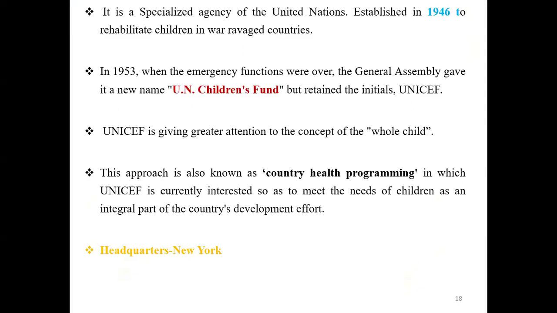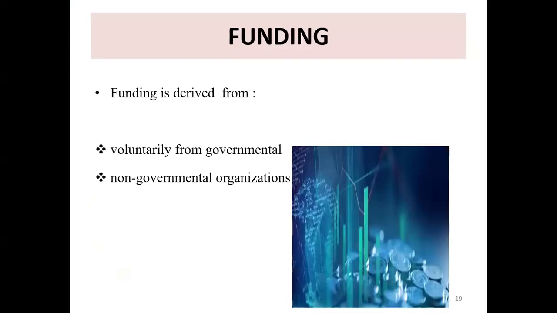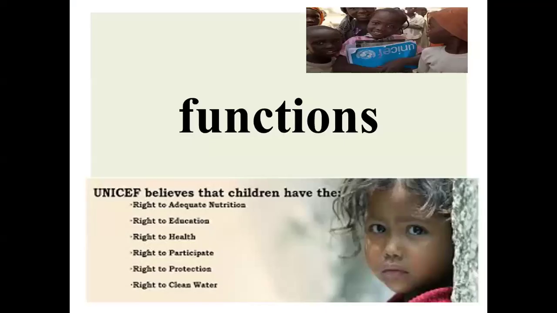Coming to UNICEF, it is a specialized agency of the United Nations established in 1946 to rehabilitate children in war-ravaged countries. In 1953, when the emergency function was over, the General Assembly gave it its new name, United Nations Children's Fund, but retained the initials. So it is giving greater attention to the concept of the whole child. It has the headquarters located in New York. Funding is derived voluntarily from governments and also from non-government organizations.